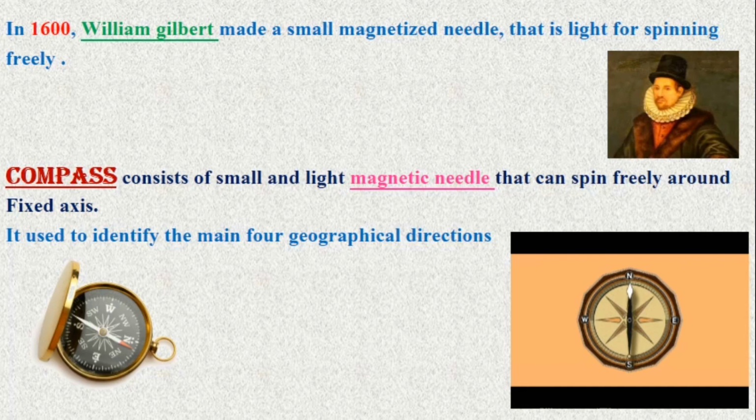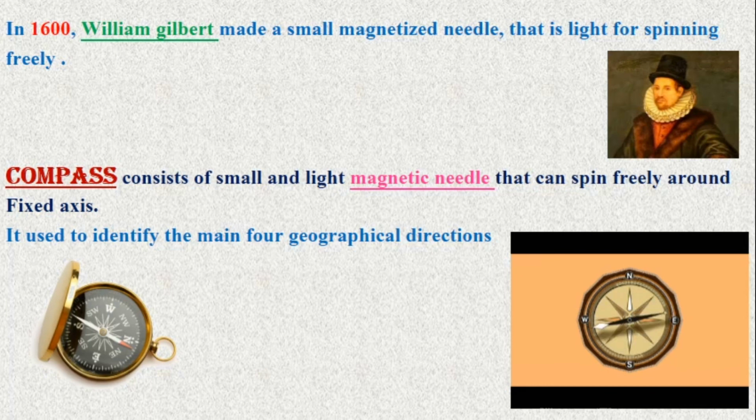The last part in this lesson is talking about the compass. Have you ever seen this tool in front of you before? Okay, what is the compass? This tool consists of a small and light magnetic needle. You know what is a magnetic needle? Wow, amazing, you have a good memory. Magnetic needle is one of the shapes of artificial magnet. So, we use this magnetic needle, which is small and light magnet, and we fix it on an axis to spin or to move freely.